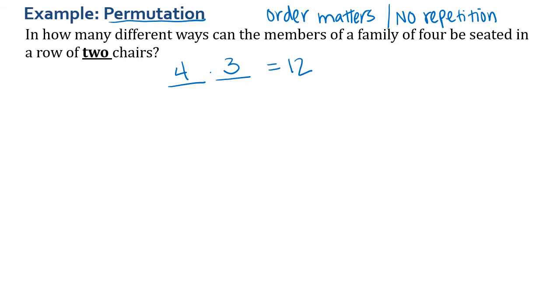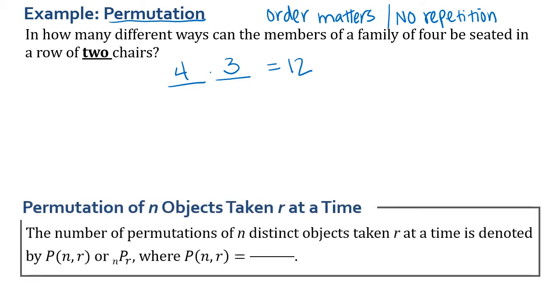So this type, when we have less things to arrange than the number of objects we have, is called a permutation of n objects taken r at a time. So instead of choosing all 4 of these, we're just choosing 2 of these people out of the 4. The number of permutations of n distinct objects taken r at a time is denoted in 2 different ways depending on where you're looking. Sometimes you'll see it as P(n, r), or other times as subscript n, capital P, subscript r. And the formula for that is n factorial over n minus r factorial.